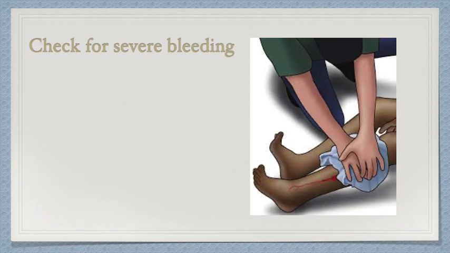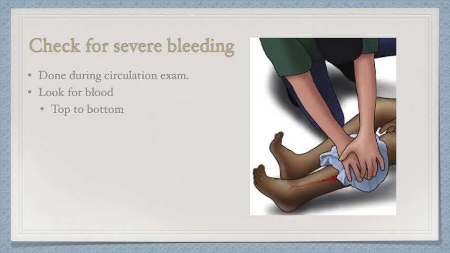The other one is check for severe bleeding. We're going to do this during that circulation exam. You're going to look for blood. You're going to start from the top of the body, the head, and scan all the way down to the toes. You're looking for a lot of bleeding, not just a little scrape or something like that, but severe bleeding. That's what we're looking for.